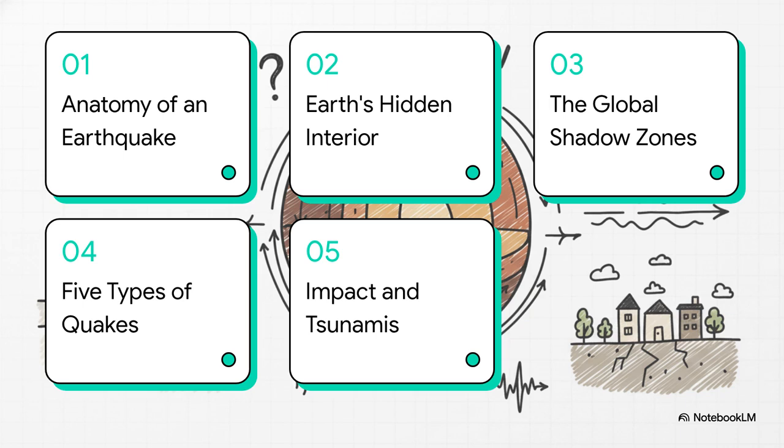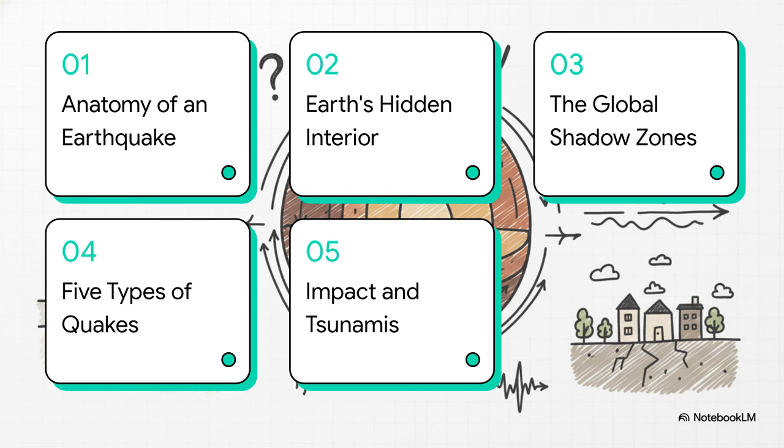To understand exactly how this giant planetary X-ray works, here's our quick roadmap for today. First, we'll look at the anatomy of an earthquake. Second, unlocking Earth's hidden interior. Third, the global shadow zones. Fourth, 5 types of quakes. And finally, measuring impact and tsunamis. So we're basically going to descend all the way into the deepest hidden parts of the Earth and then travel all the way back up to the surface.